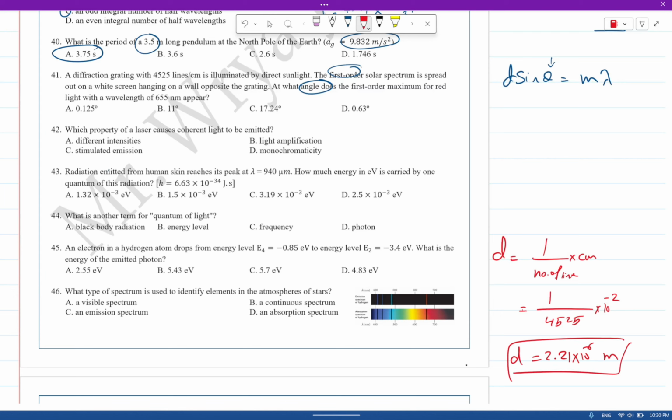Now, since you found the distance, of course, you could find the answer now. So we can say this, it says find the angle here.